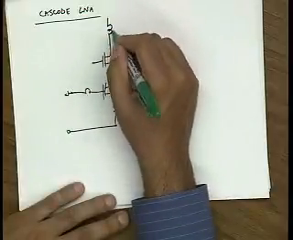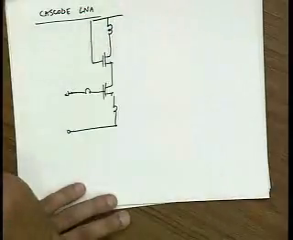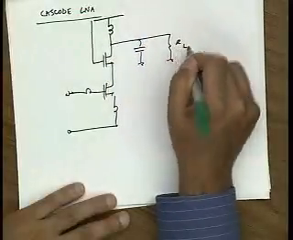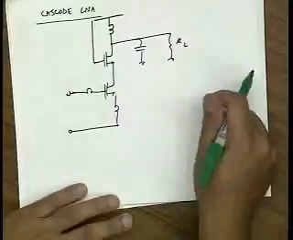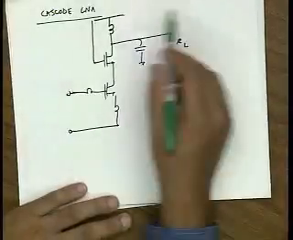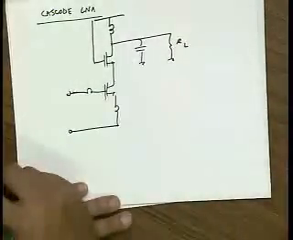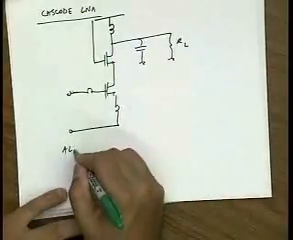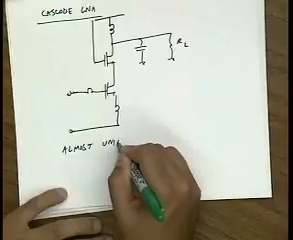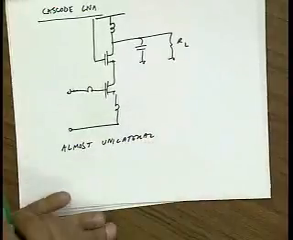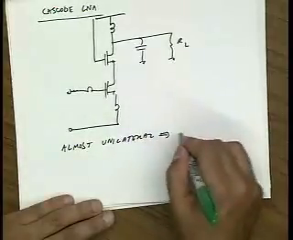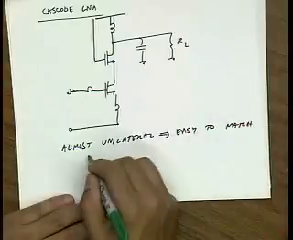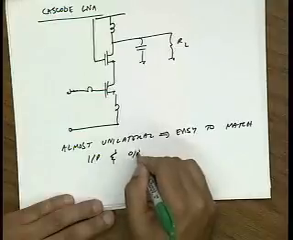And let's say I have a tuned output network, and this RL is either the next stage or it's the actual load. I can also impedance match this, of course, to be the optimum load impedance. So this device is almost unilateral, and so it's easy to match both the input and the output for gain.